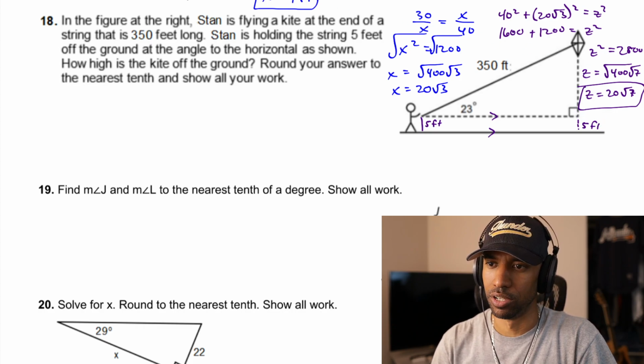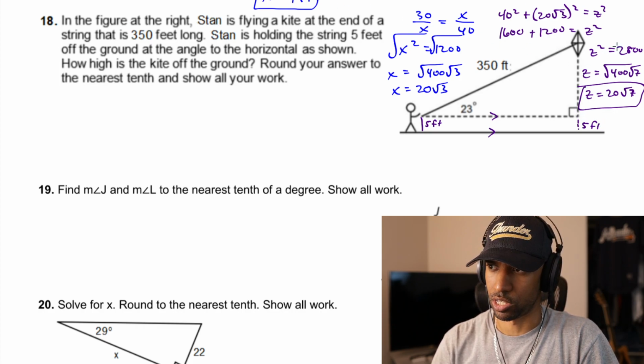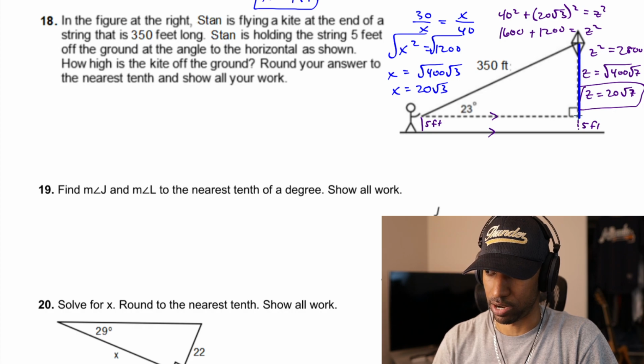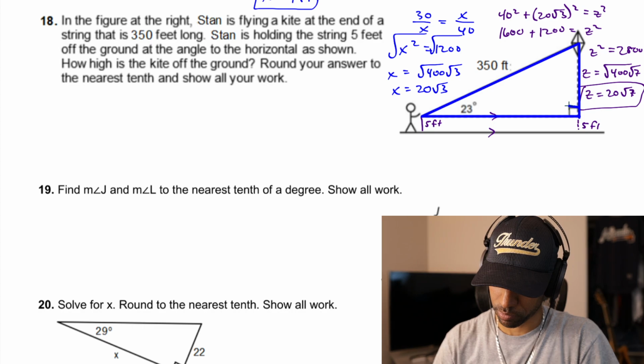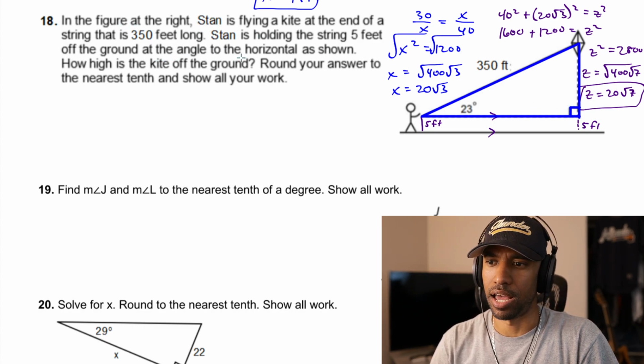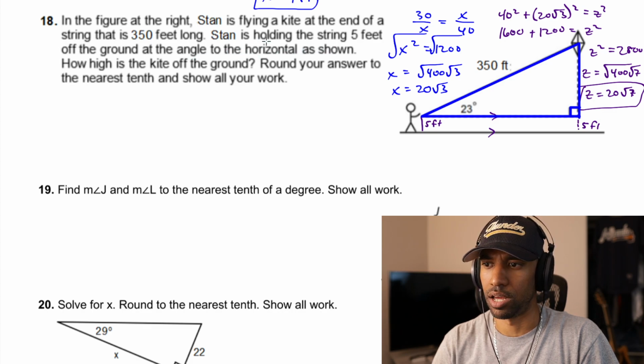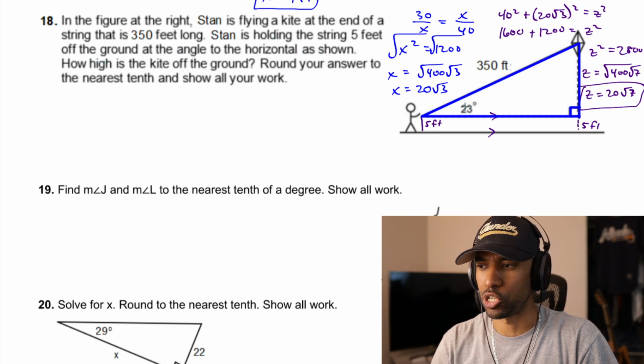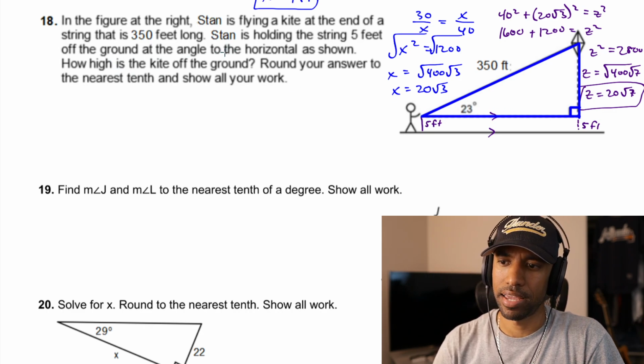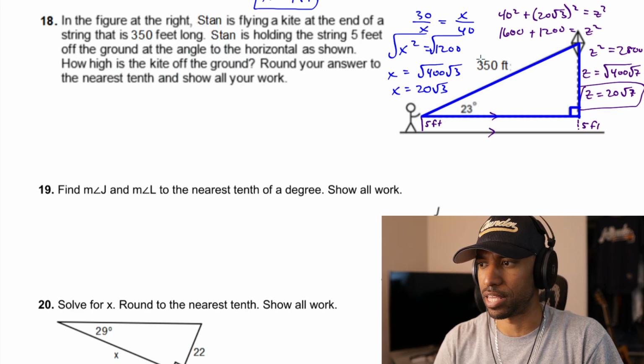But your right triangle is this thing right here. This is what we need to focus on right now, just the right triangle. Just letting you know that if one part's 5 feet, the other is. Anyway, let's keep going. So 5 feet off the ground, an angle to the horizontal, as shown, so 23 degrees with this horizontal right there. How high is the kite off the ground? Round your answer to the nearest tenth and show all work.